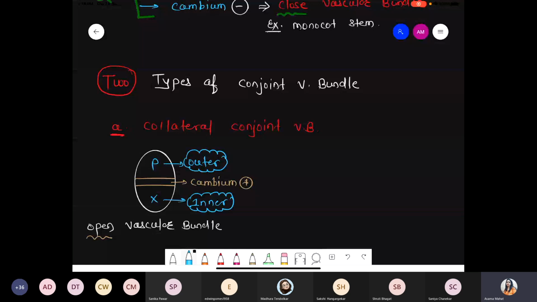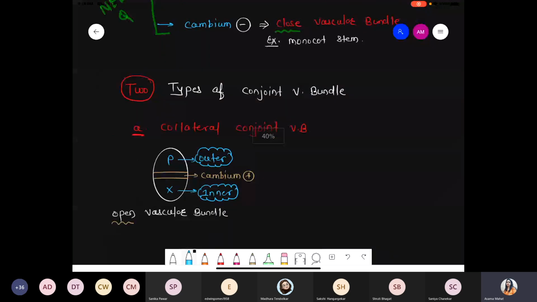So what does collateral conjoint mean? Just see the arrangement of xylem and the phloem. Collateral means the outer side has phloem and the inner side has xylem, and between them cambium is present. That's why such a type of bundle is called an open vascular bundle.